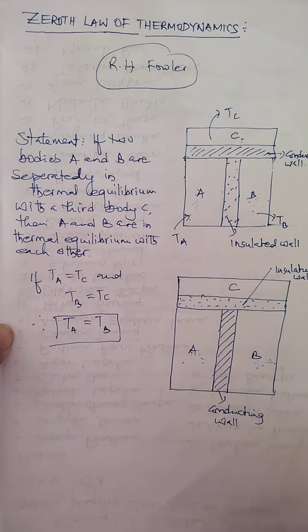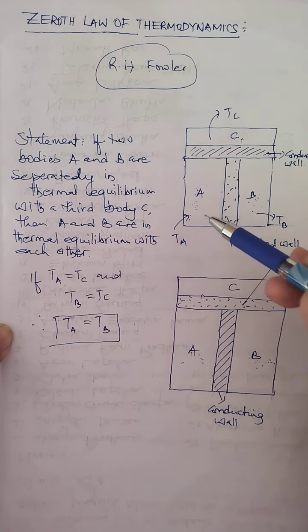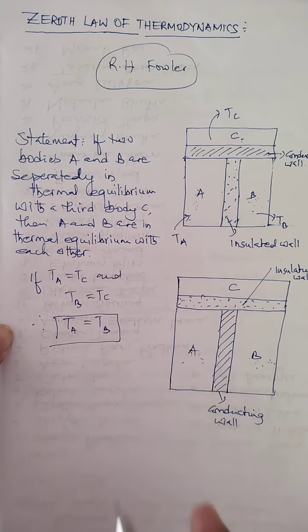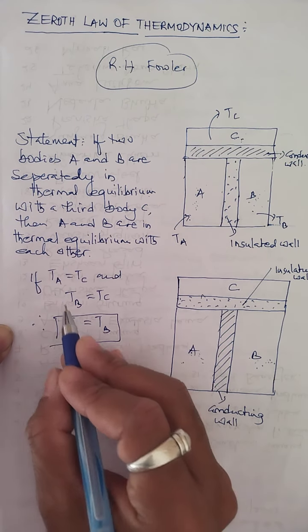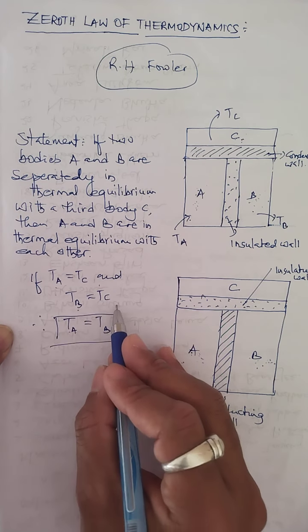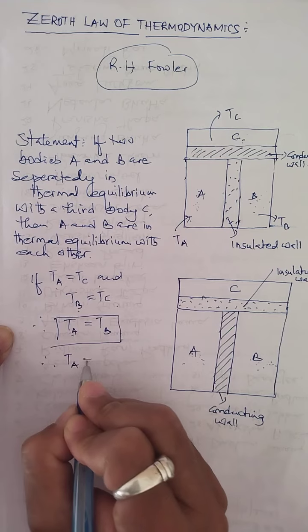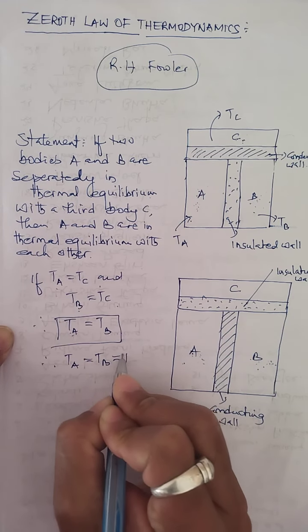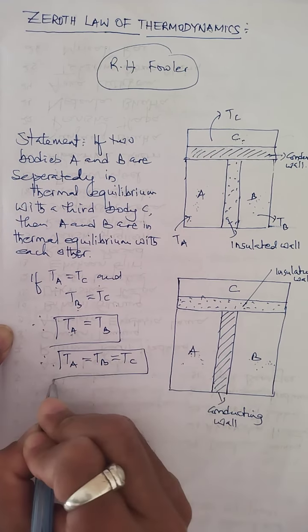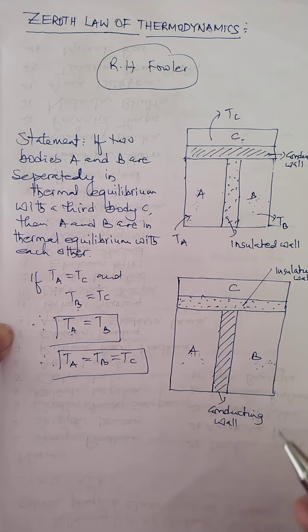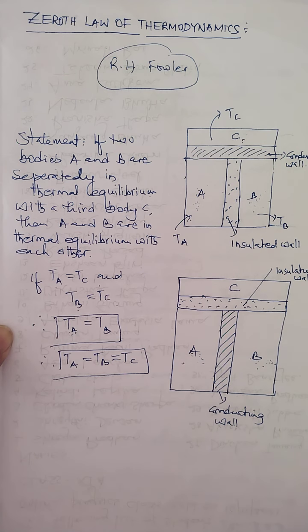So in a simple way, if there are three bodies, then all three bodies are in thermal equilibrium with each other, because all temperatures are equal to each other. Because if TA equals TC and TB equals TC, then TA equals TB, which means TA equals TB equals TC. We can write it this way also, and this T implies the temperature. And this is the statement of zeroth law of thermodynamics.